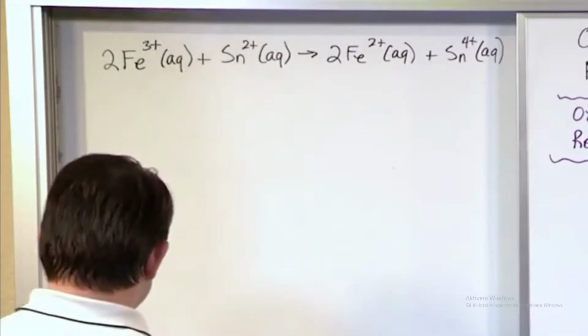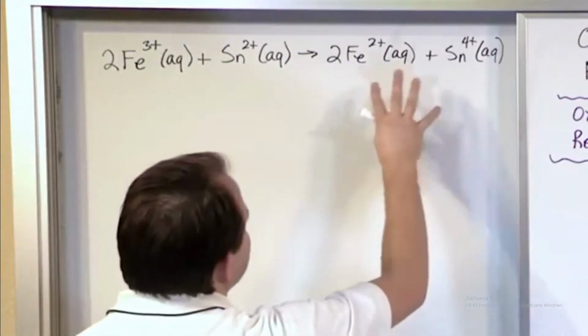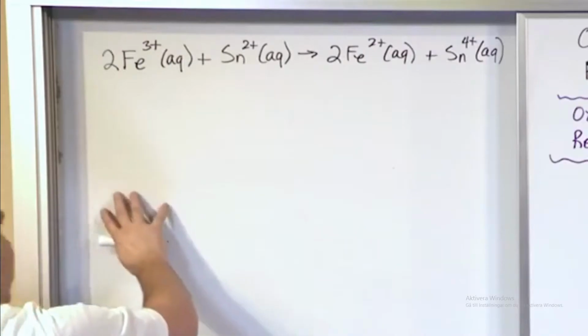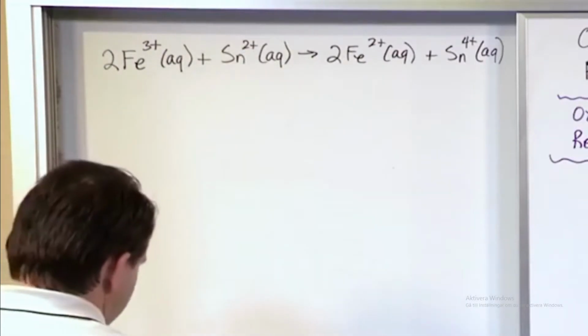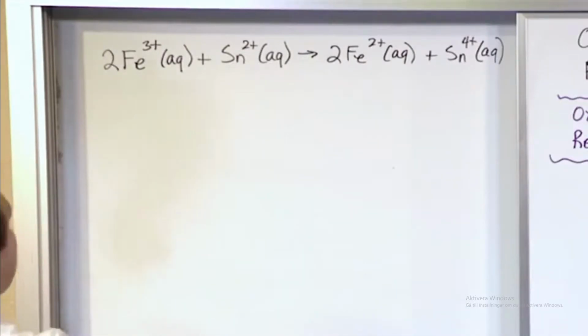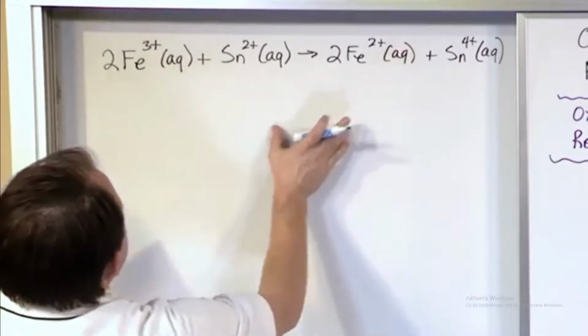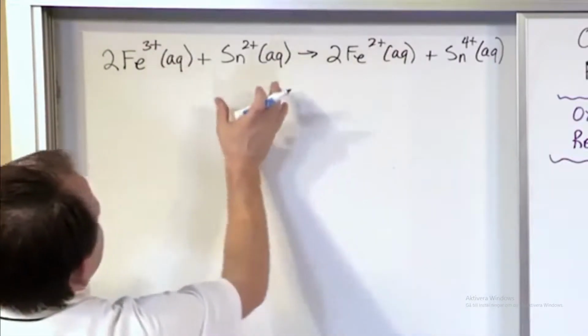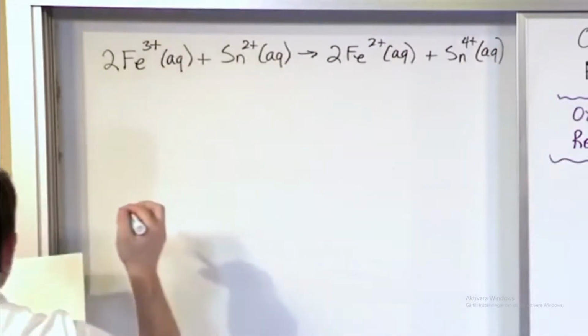So the first thing I want to do is split this up into half reactions. That's the purpose of this problem. I want to split it up into half reactions, and I want to identify which half reaction is the oxidation process and which half reaction is the reduction process. And so what I'm going to do to pull that off is start looking around. Okay, one half of this reaction is dealing with iron. Iron is changing charges. The other half of this reaction is dealing with the tin because it's changing charges. So that's our big clue.